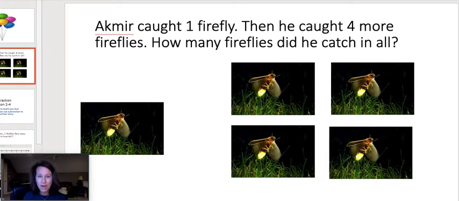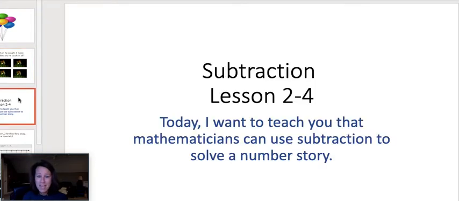Akmir caught one firefly, and then he caught 4 more fireflies. How many fireflies did he catch in all? We know that if we had 1 and he caught 4 more, then he would have 5 altogether because he added them to the one he started with. Well, mathematicians, today I want to teach you that sometimes we use subtraction to solve a number story. Let's take a look.